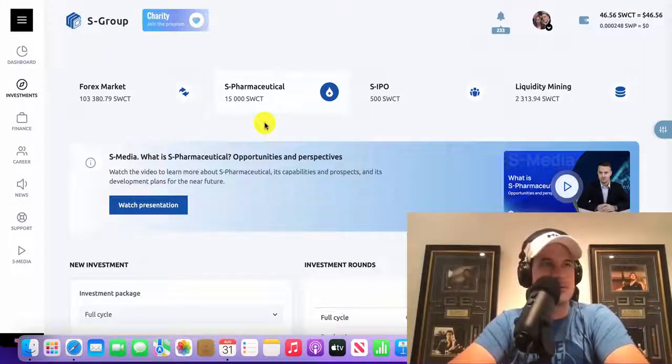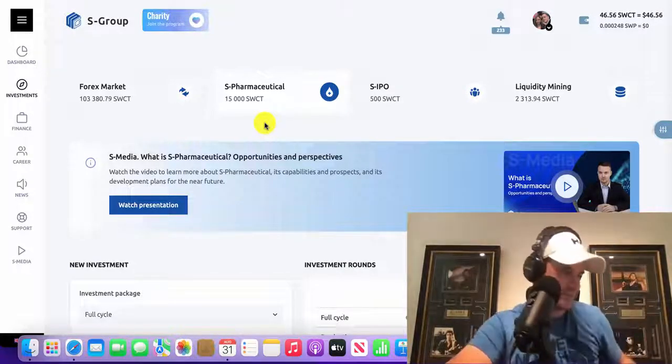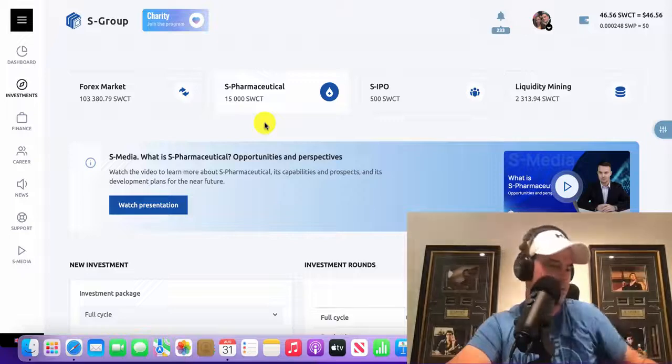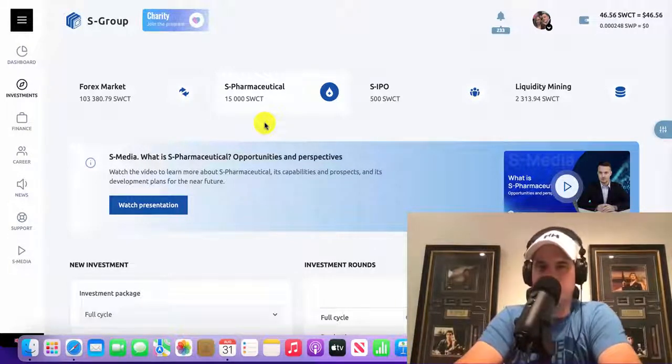Honestly, guys, I've become financially free because of S Group. Not to beat around the bush. Before S Group, I was trading full time. And if you trade full time, you're not financially free because you're on your computer all day long trading. So, yeah, guys, basically the last 2 years, I've just come into a lot of money.